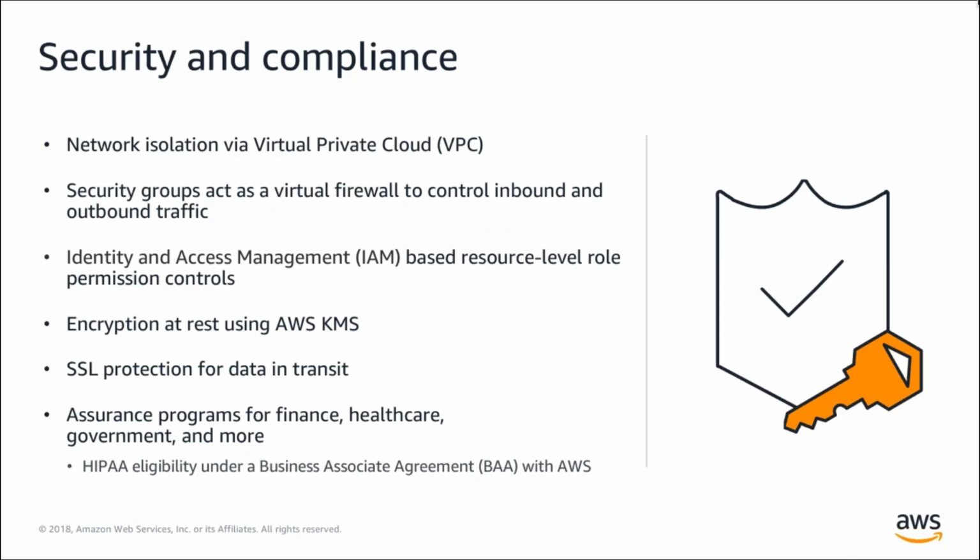RDS also integrates with AWS KMS, which is the key management system. It's primarily used for providing encryption at rest. So for example, when you deploy a database instance with a KMS key, the EBS volumes are encrypted with the key.